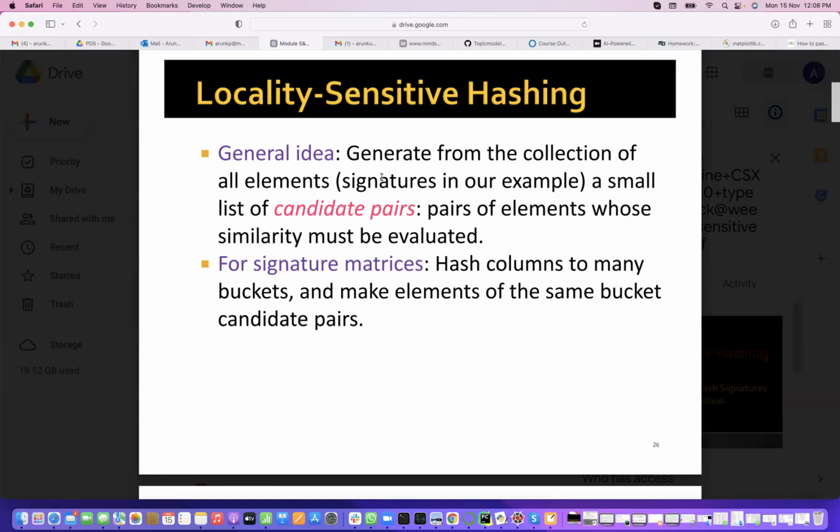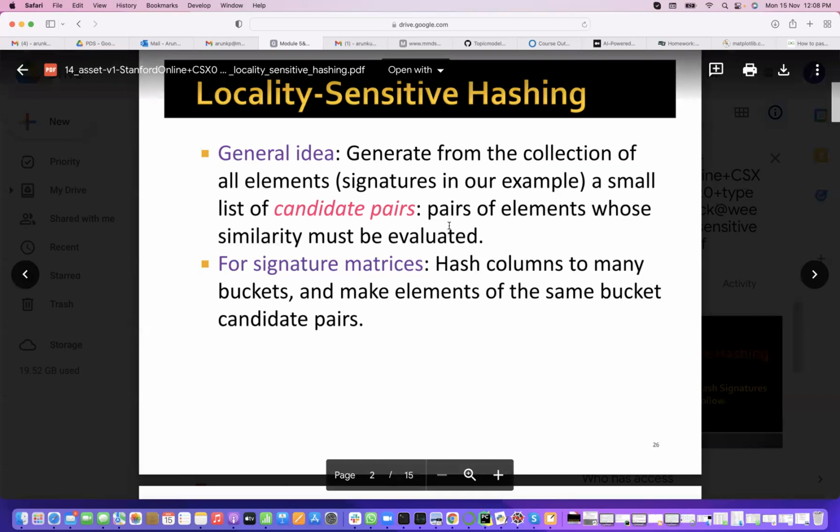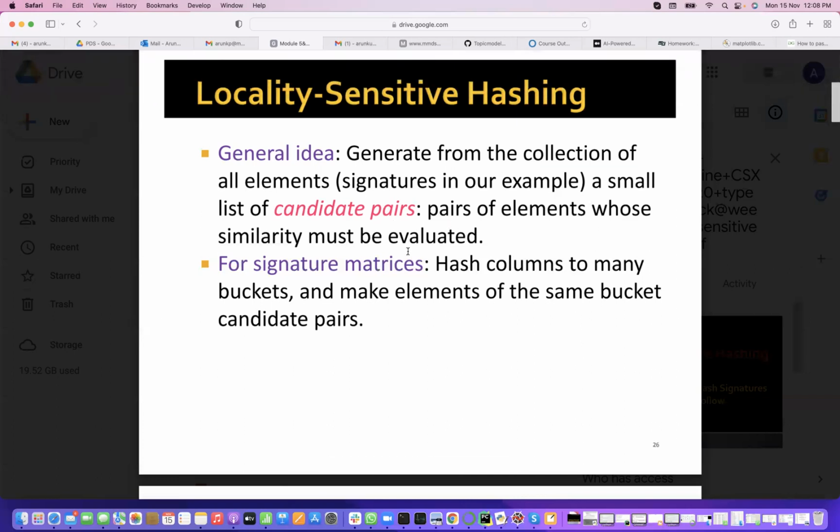By looking at some of the rows, they may not at any cost be similar to another row, so why do you need to do all these processes, permuting, all those things? That is what you should think here. A small list of candidate pairs of elements whose similarity must be evaluated. The remaining things we automatically assume are not similar. Even if you compute, they won't become similar, okay?